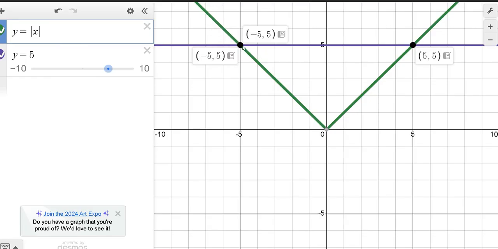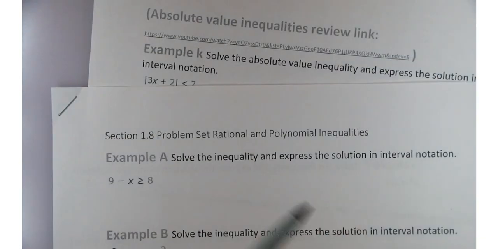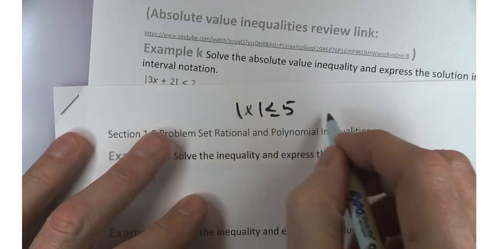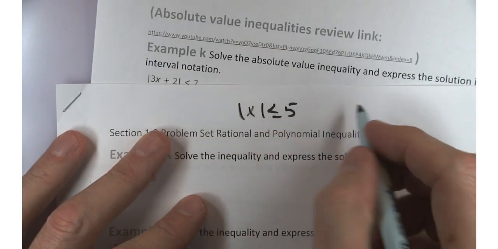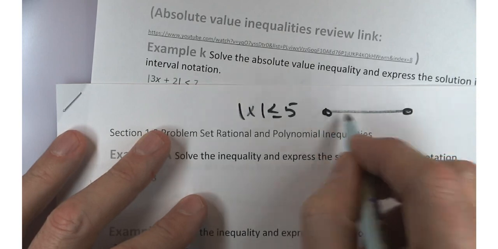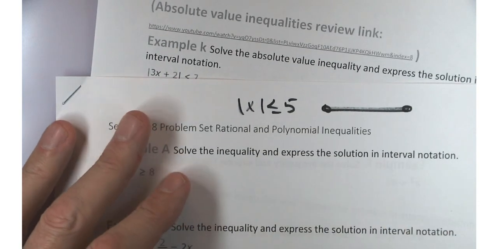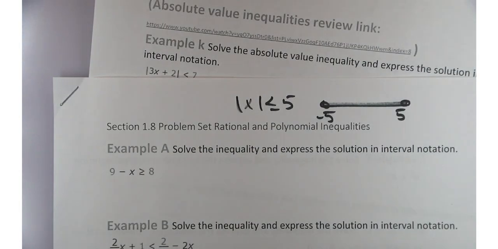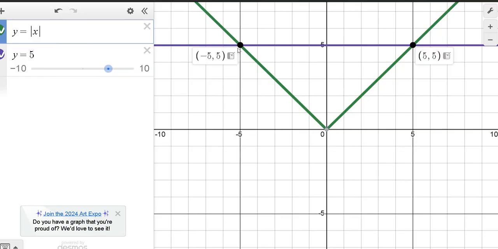But if I want to know where, for instance, the absolute value of x is less than or equal to 5, you don't have to write this down. What I want to point out is that it's going to be one interval with stuff in between. In fact, it's going to be between -5 and 5. That's where you're going to find values that solve this inequality.